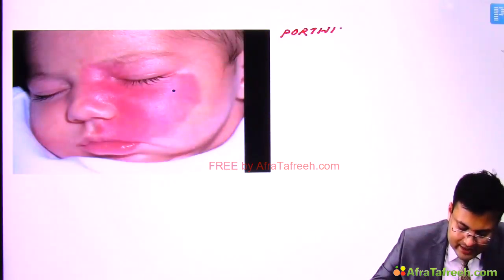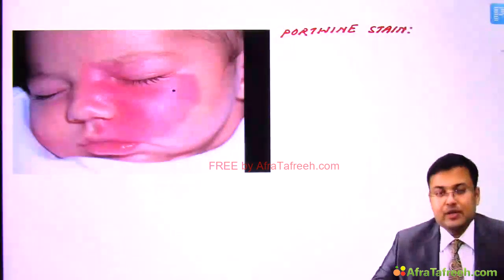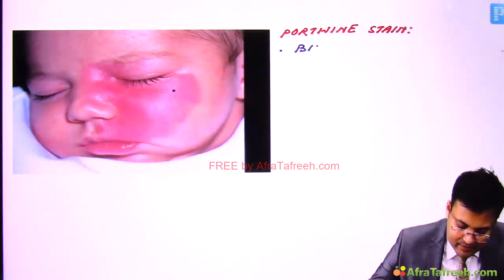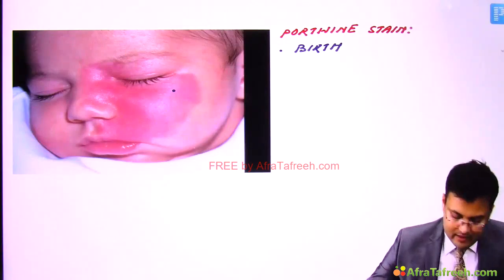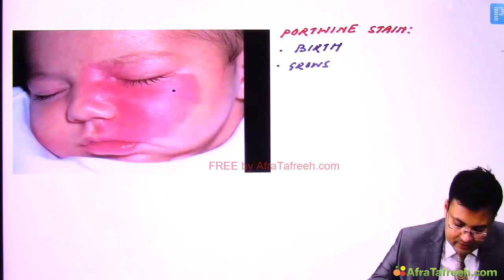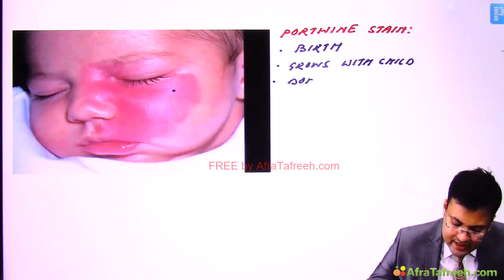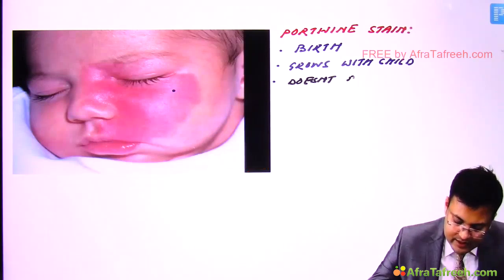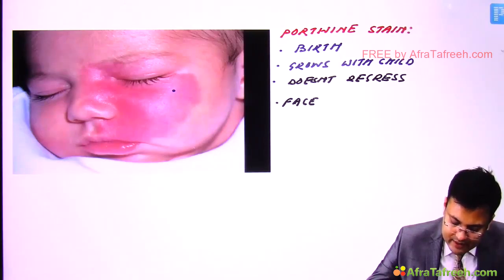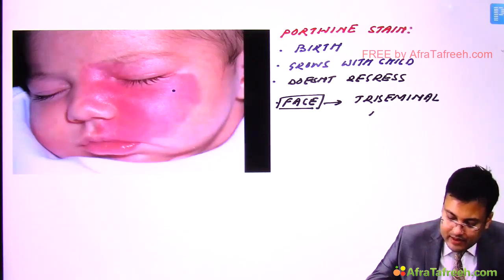So see the important points. It's port wine stain, and you know stain persists. Clear? So first important point, it's present at birth. Clear? It grows along with child. It doesn't regress. Clear? So doesn't regress means it's permanent, and generally involving face. In face which particular area supplied by fifth cranial nerve or trigeminal nerve.